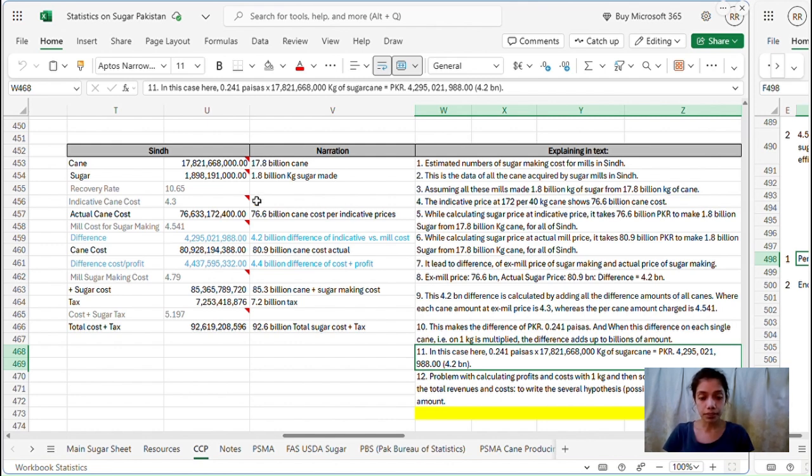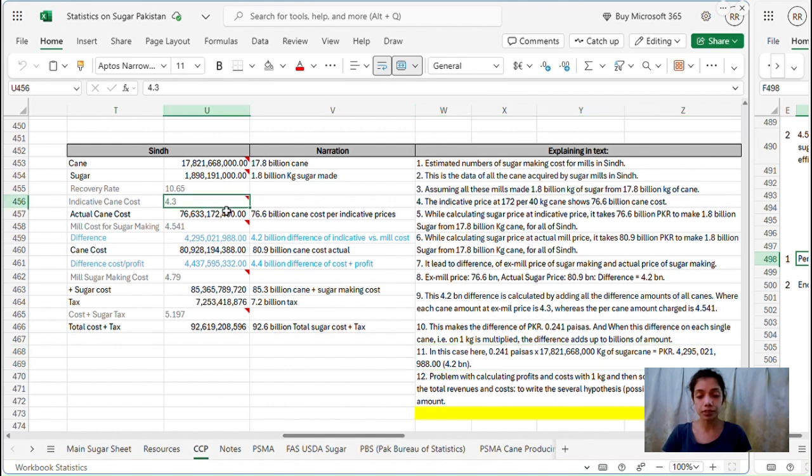And another thing I came across when I did this calculation in terms of value was the difference between the indicative cane cost price and the cost price that we calculate in reverse. Let's say mills say they use 10 kg of cane to make 1 kg of sugar, and that 1 kg of sugar cost them 45.41 rupees.